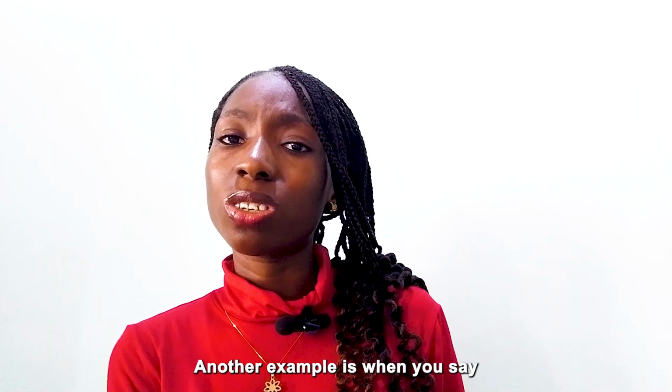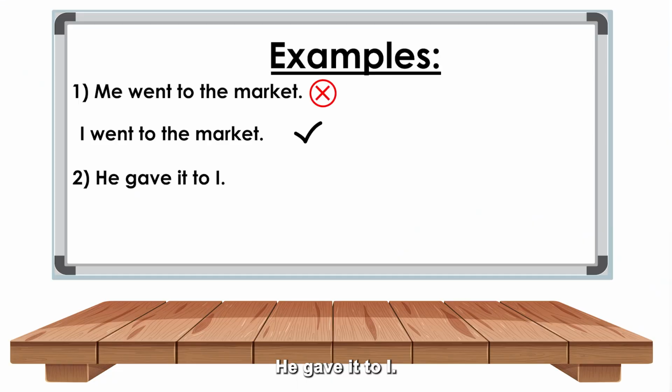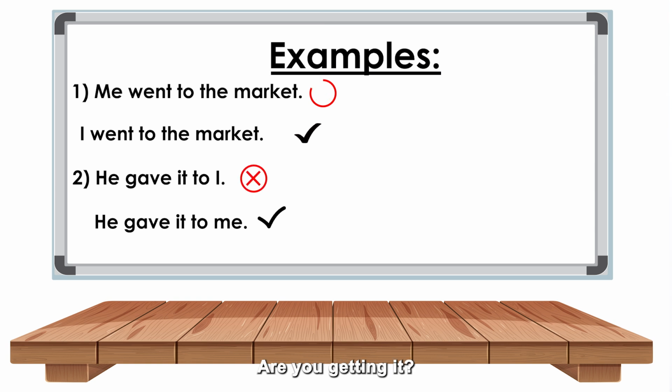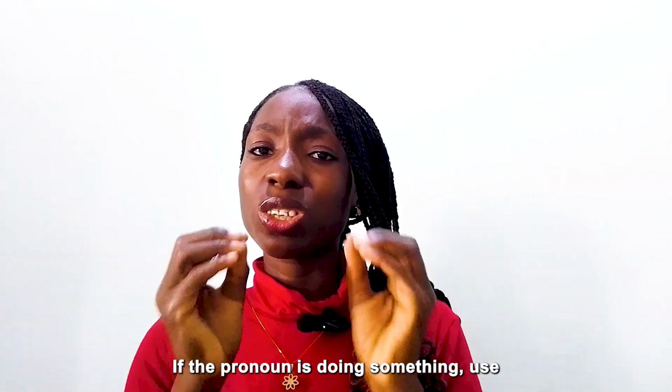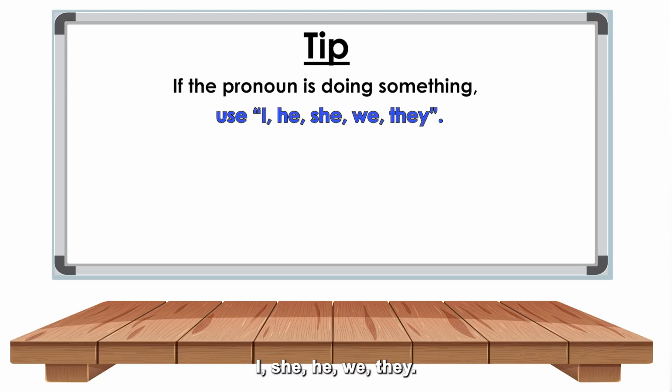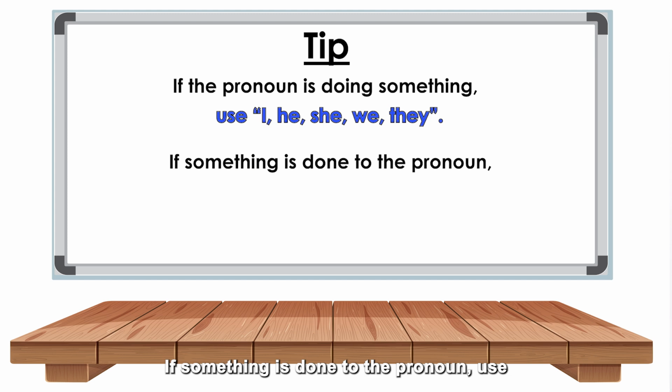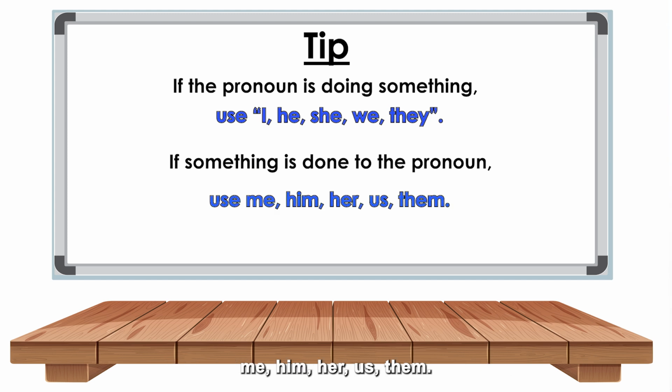Another example is when you say, "he gave it to I." I cannot be the receiver. It will be, "he gave it to me." Are you getting it? If the pronoun is doing something, use I, she, he, we, they. If something is done to the pronoun, use me, him, her, us, them.